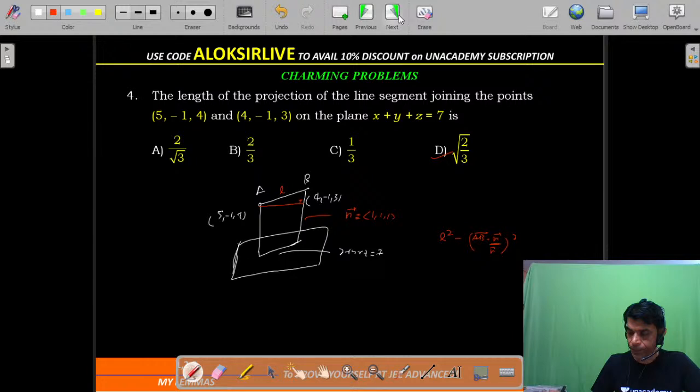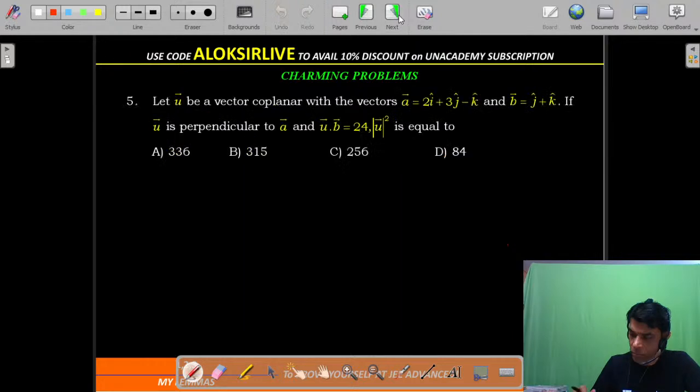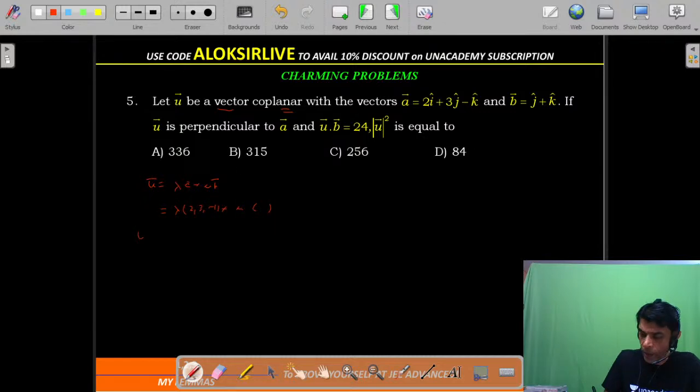Fifth again is a vector equation, just like the other thing we had there. But then you want u dot b is 14 modulus u square. So you have a vector u coplanar with vectors a and b. Here some people start u as lambda a plus mu b, because it is coplanar, right? So you can write lambda times a (2, 3, -1) plus mu times b, and then apply the condition that u is perpendicular to a, so u dot a is 0, and u dot b is 24, so you can get this one.